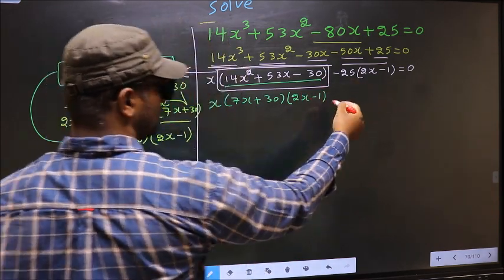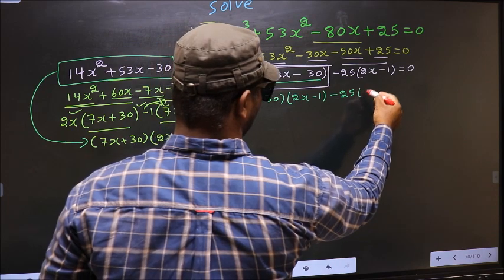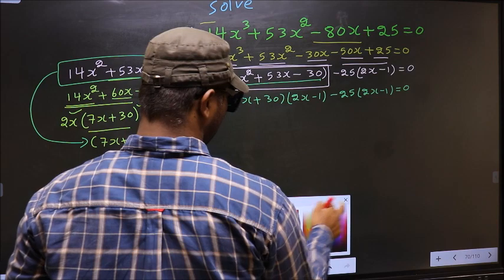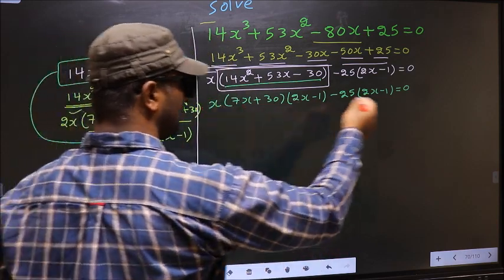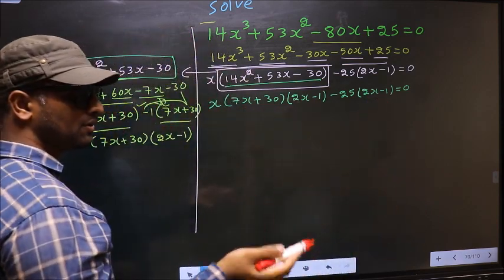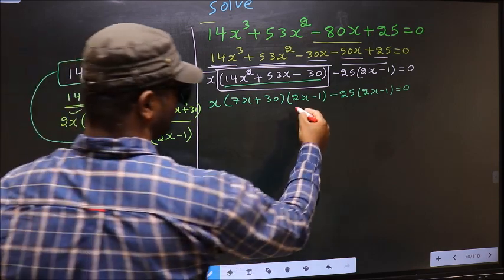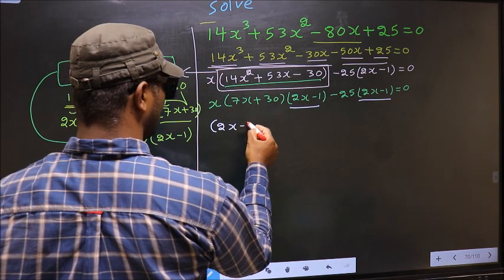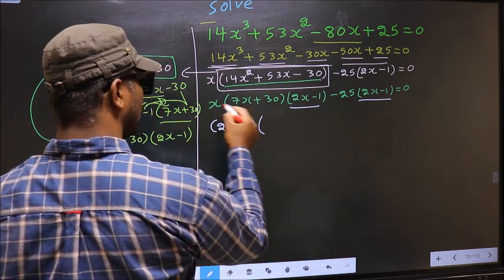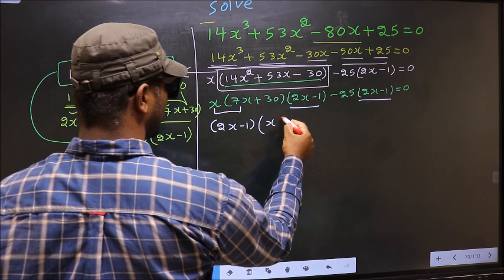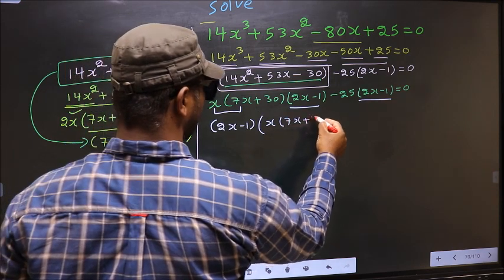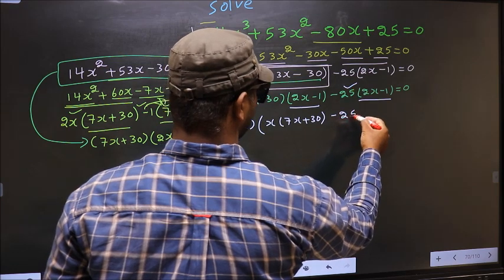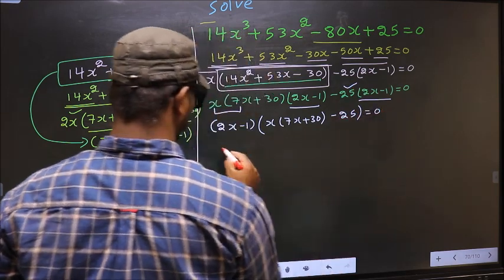Over here, no change, equal to 0. Now, from this entire equation, what can be taken out common is 2x minus 1. So, 2x minus 1 outside. Over here, we are left with these two, that is x times 7x plus 30, and over here we are left with minus 25 equal to 0.